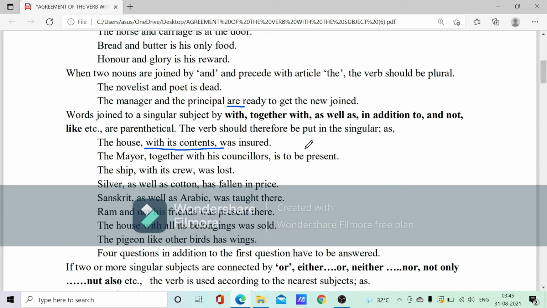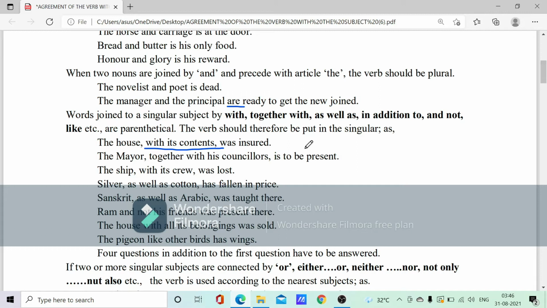So the direct subject is only the house. Similarly, in the next statement, you see the mayor is to be present together with his counselors, right? This particular phrase, together with his counselors, is just a kind of supplementation, you can say. It is added here, and it is related to the subject, but it is not the subject. That I told you many times, right? So the mayor is the subject, and together with his counselors is not the subject, so you have to apply the verb according to the mayor. And the mayor is singular, so the verb would be singular. The mayor is to be present.